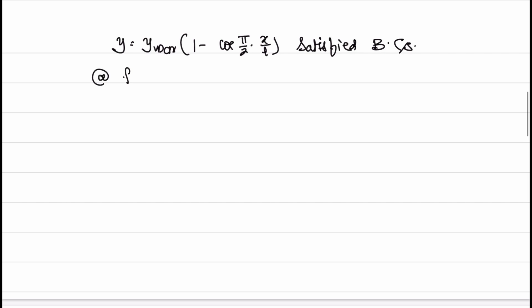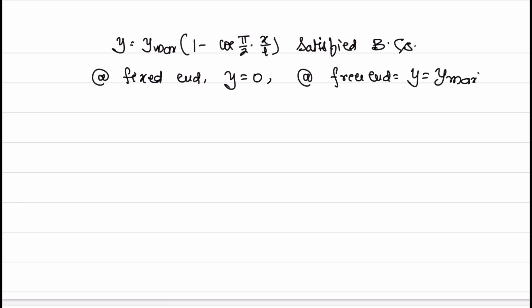At the fixed end, deflection y is equal to 0. At the free end, y is equal to y max. This can be one of the objective type questions. If a load P is applied at the free end of a cantilever beam, at the free end the maximum deflection takes place, at the fixed end the deflection will be 0. Very important concept we have developed now.